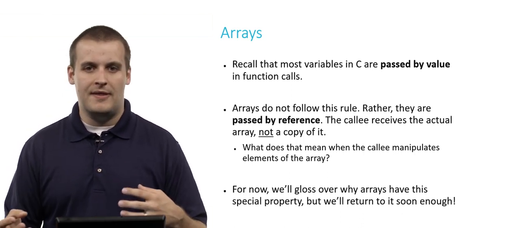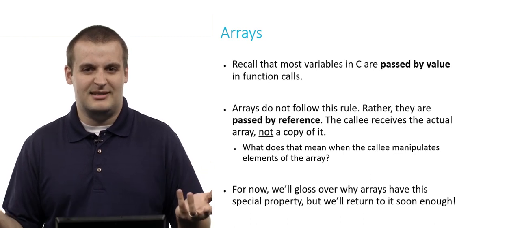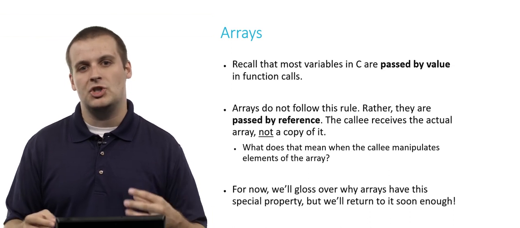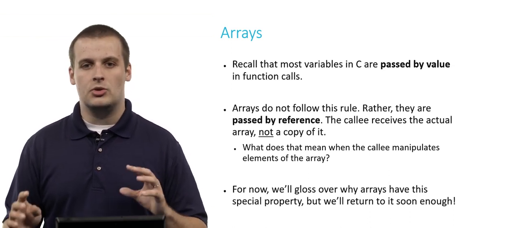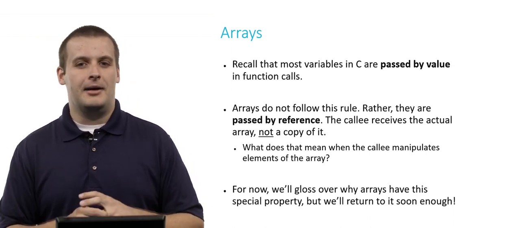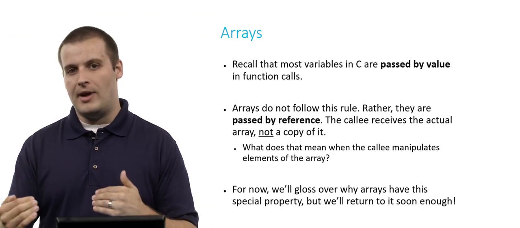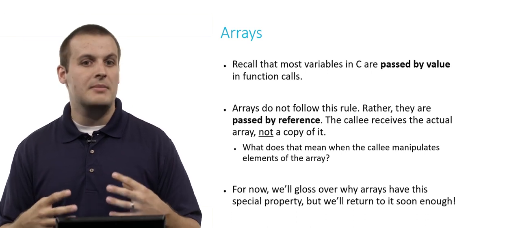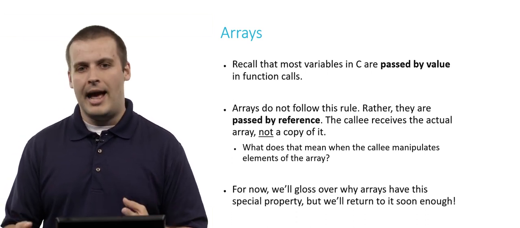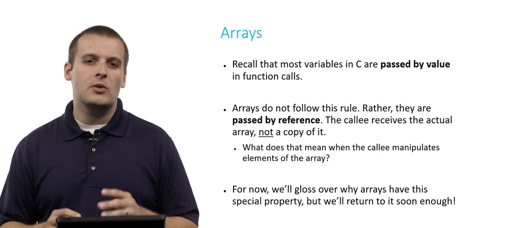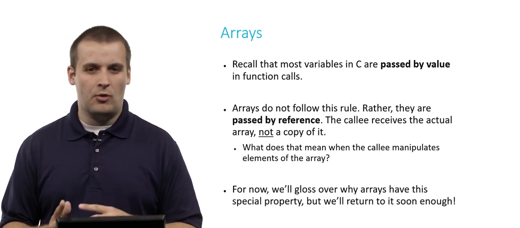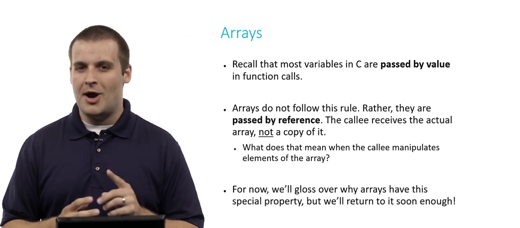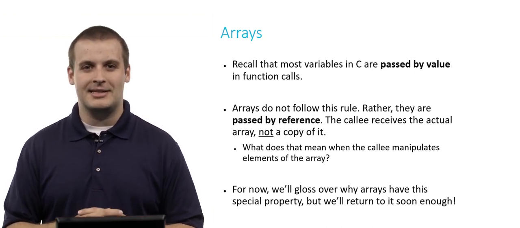that it's not worth it for a function to receive a copy of it, do some work with it, and then just kind of be done with the copy. It doesn't need to have it hanging around anymore. Because arrays are so bulky and cumbersome, we just pass them by reference. We just trust that function not to break anything. So it does actually get the array. It doesn't get its own local copy of it. So what does this mean then when the callee manipulates elements of the array? What happens? For now, we'll gloss over why exactly this happens, why arrays are passed by reference and everything else is passed by value. But I promise you, we will return and give you the answer to this in a later video.